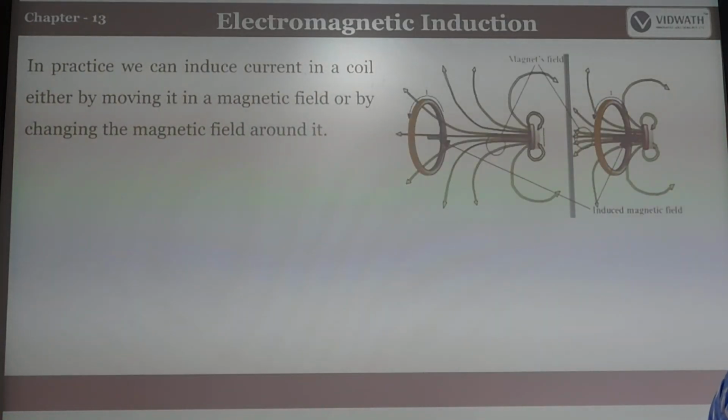In practice, current can be induced in a coil either by moving a magnet near it or by changing the magnetic field around it.